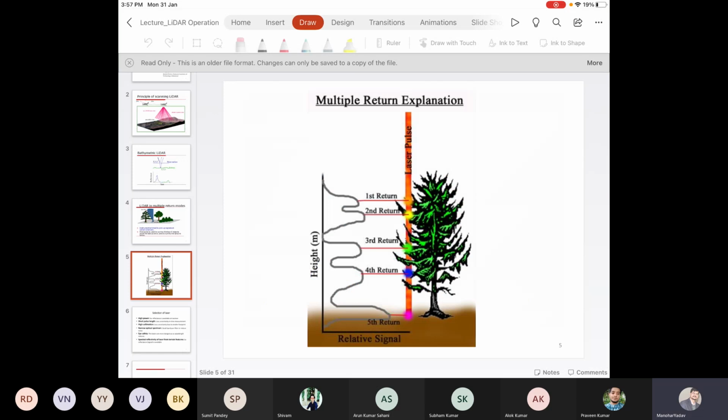It is clearly shown over here, the shape of the return that we get from the tree canopy. Just see the various interaction points where we are getting the return. This return signal is processed at the receiver, and the receiver device picks the time at the local maxima. That local maxima actually characterizes the return. So in this case, we have 5 returns. The first return we generally consider to be from the top of the object, while the last return can be from the ground.